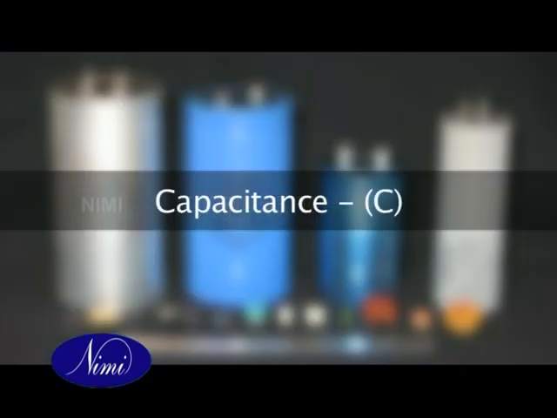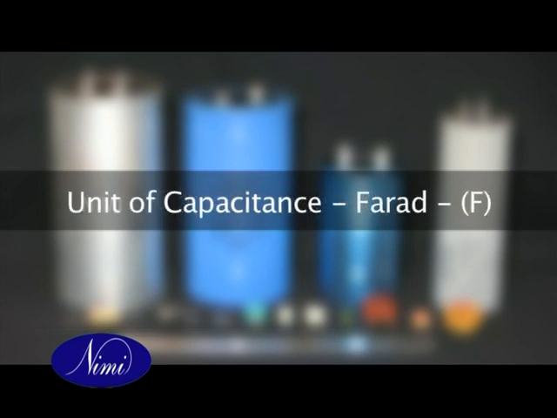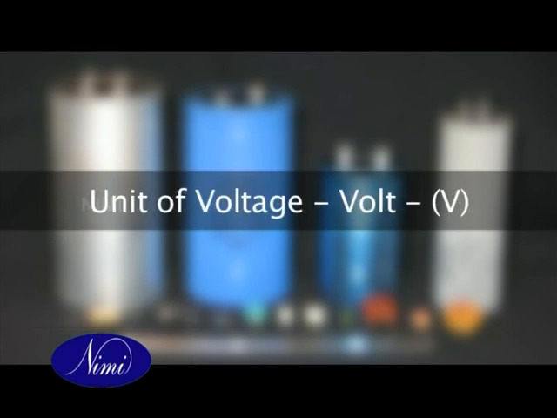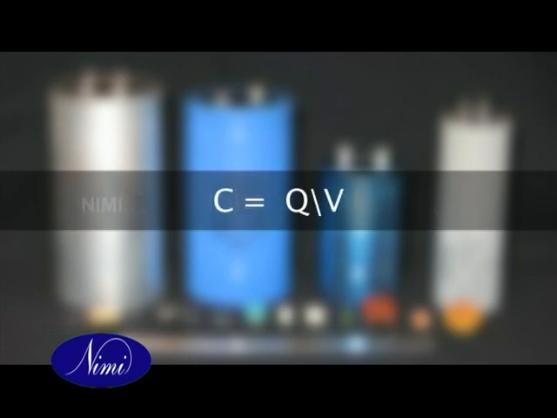The ability to store energy in the form of electric charge is called capacitance. A farad is the unit of capacitance, a coulomb is the unit of charge, and a volt is the unit of voltage. Capacitance is mathematically expressed as C equals Q over V.